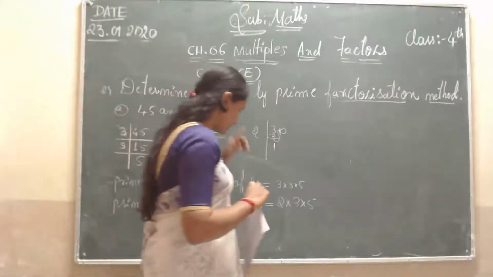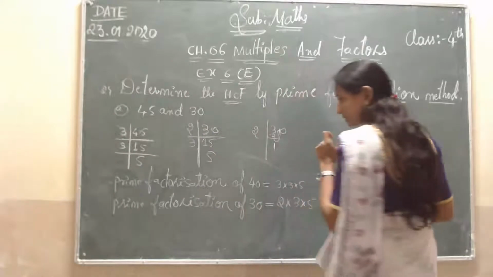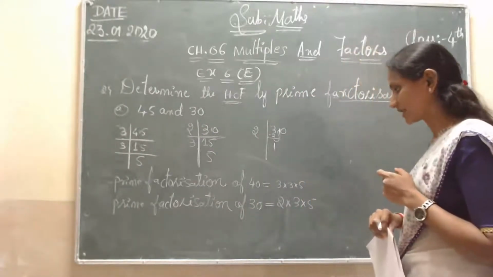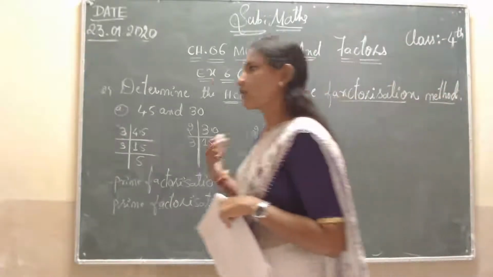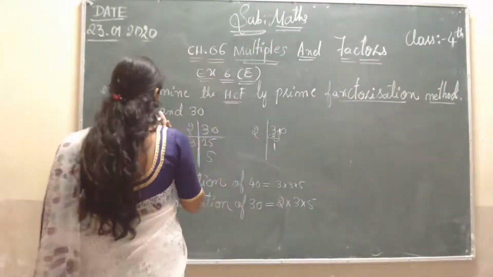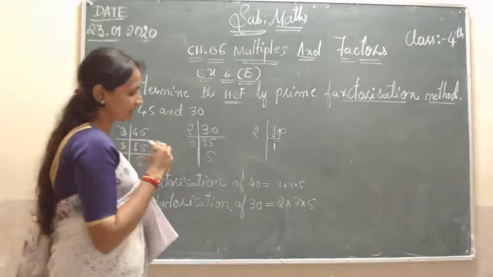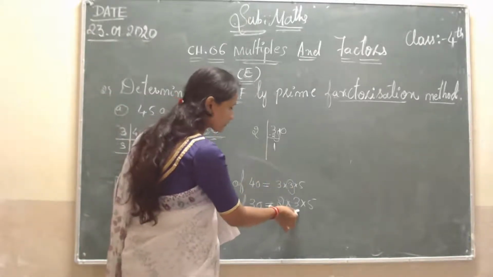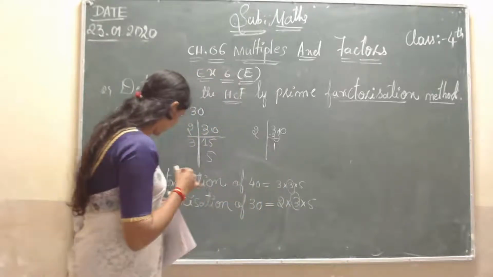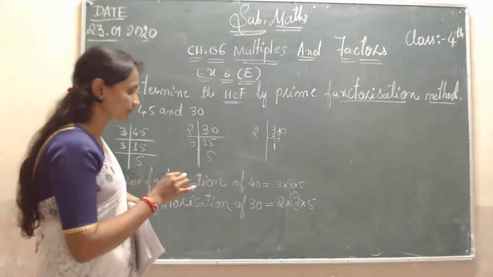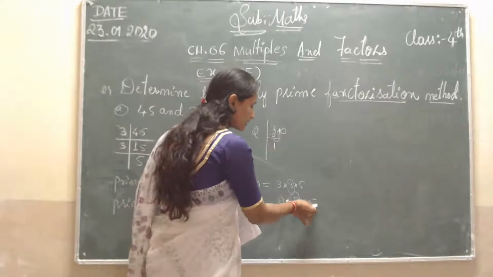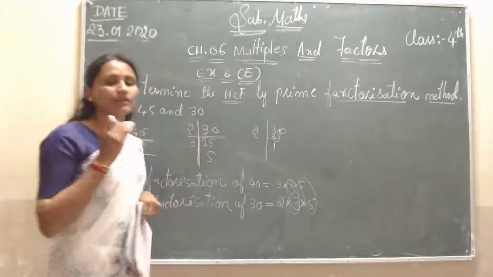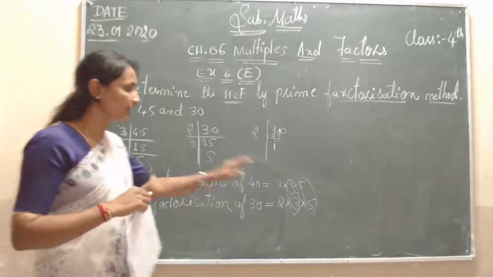Students, can you see it? Can you observe the prime factorization of 45 and the prime factorization of 30? So what is the common number in 45 and 30? So you see 3 is common in 45, and again the common number in 30, so that factor is 3. So in both, the common prime factors are 3 and 5.